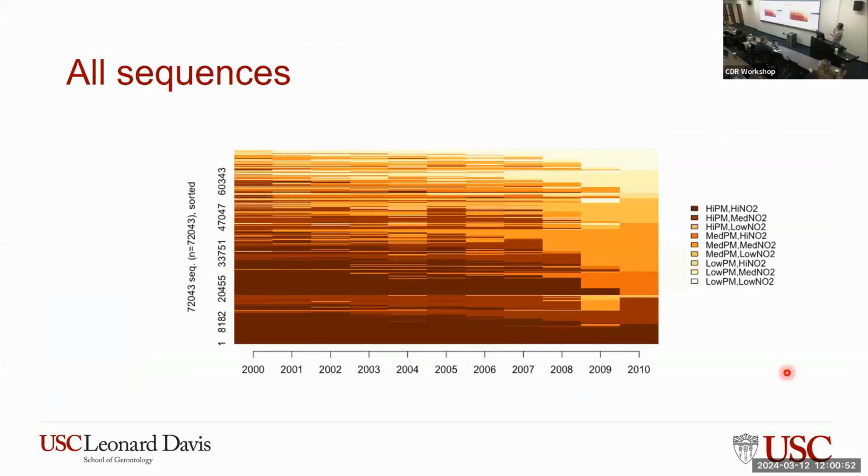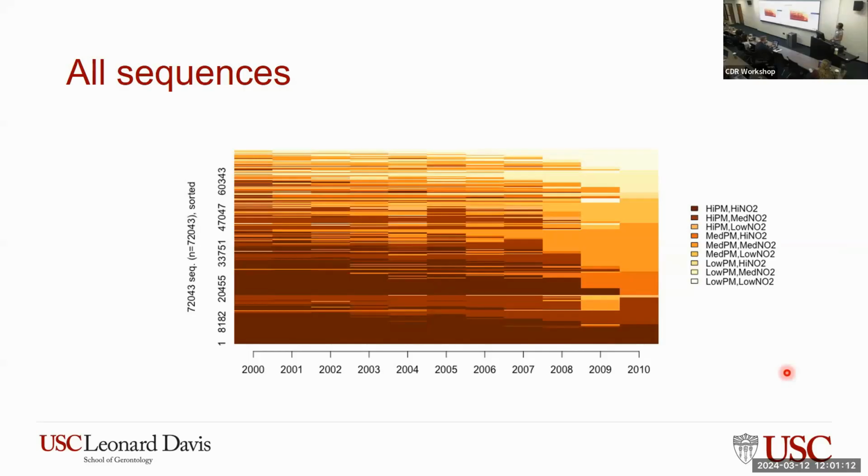Okay, so this is what I think is the real power of sequence analysis. It's called an index plot. On the x-axis, you have time, so 2000 to 2010. On your y-axis, what I've done here is every air pollution trajectory in the United States, so all 72,043 census tracts. I've sorted it by 2010.